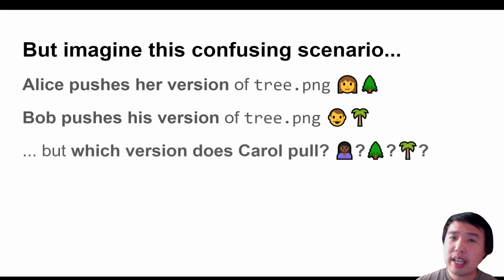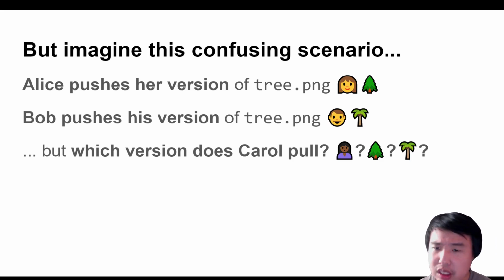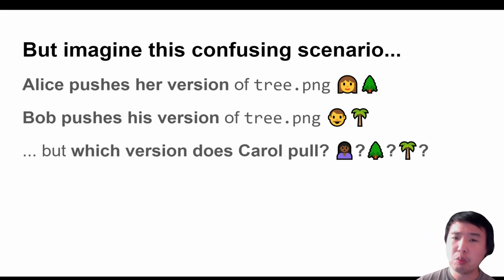So now Carol's trying to work all this stuff out, and she's not really clear which version of the tree she is supposed to be able to pull or download. Is it Alice's version or is it Bob's version? Which version is the real canonical tree?